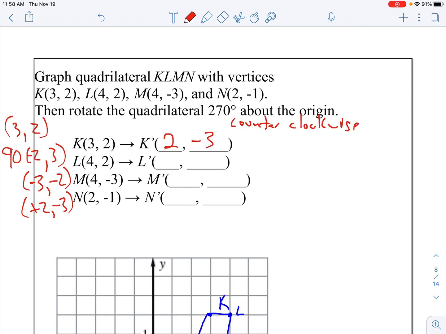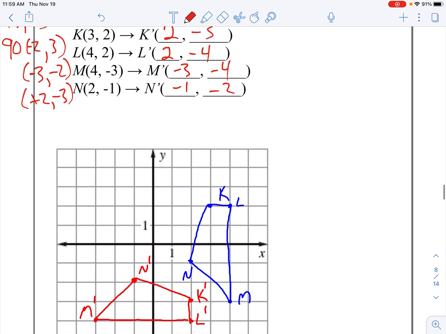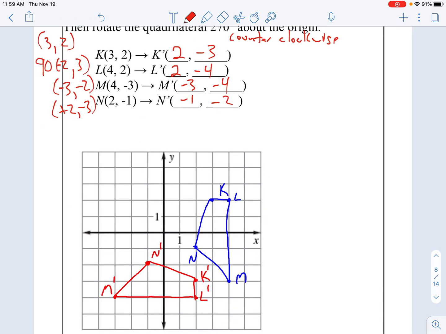Or if you want to use your rule, it says we'll flip it, change the sign of the new y. Flip them, change the sign of the new y. Flip them, and change the sign of the new y. Right? Giving you your new points for K prime, L prime, M prime, and N prime. It is completely up to you whether you want to learn new rules or just keep using our counterclockwise rules. Just go 90-degree increments and just keep flipping them, change the sign of the new x, each time you go an additional 90 degrees.